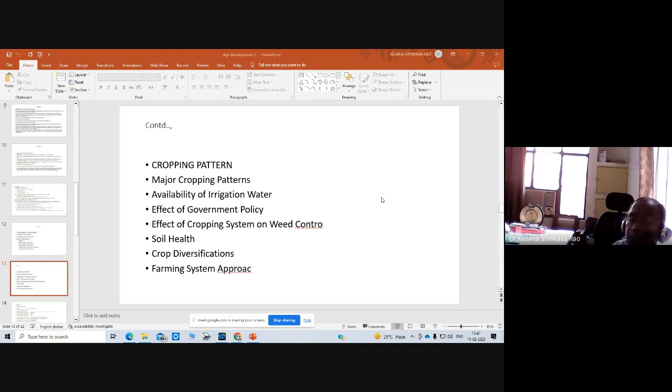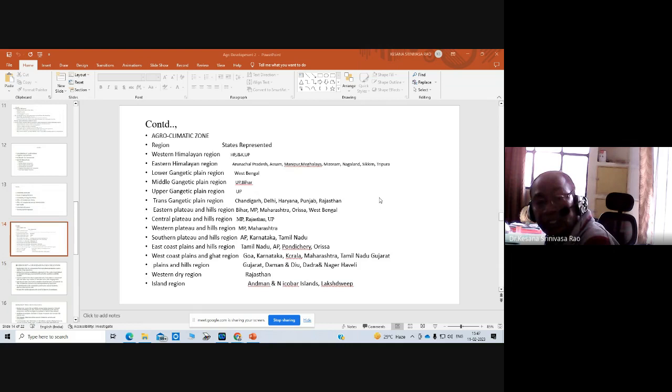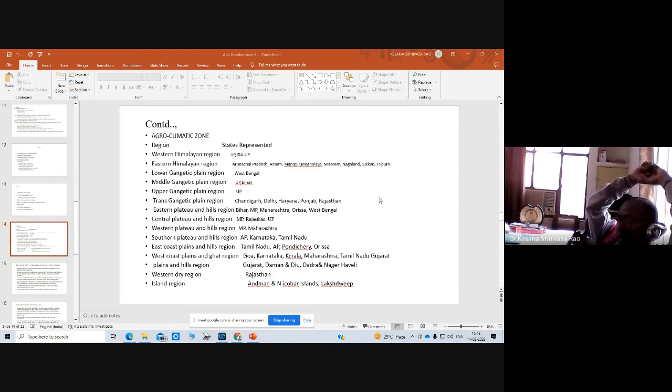Then the farming system approach. Day by day, how the farming system is taking place, that is the most important thing. Then agroclimatic zones, as we all know very well, because India has all types of climatic conditions. Hill region is there, very low lying region is there, hilly region and Mediterranean region, plateau areas and tropical areas, all these types of zones which we have.